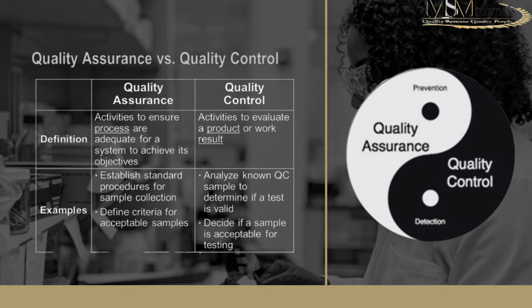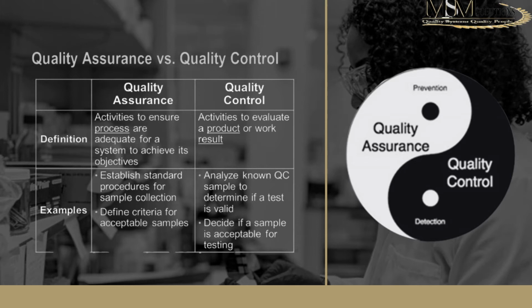How do we then define this? It means if you're putting in a quality assurance system, say you're deciding you want to have an acceptance criteria for testing a sample. You will then define the criteria and put it in a procedure to say, for a sample to be accepted to be tested for this method, it needs to meet this criteria. For quality control, you would then have to evaluate when a sample comes in. Does the sample meet my criteria?